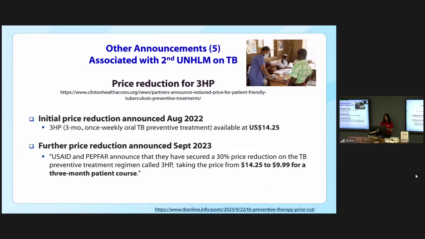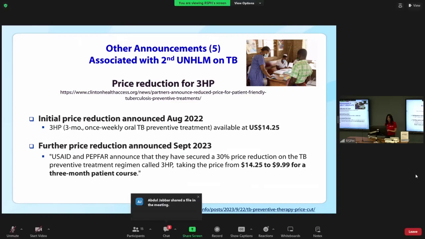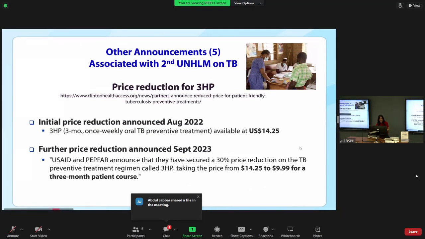3HP is a 3-month regimen for TB prevention. Prior to this, it's been really what's used mostly worldwide as a 6-month regimen, the isoniazid. So it's 3 months, cuts it in half, and it's only 5 days a week that you have to take that treatment. And so there was a price reduction a year before the high-level meeting, bringing the cost down to $14 for that 3-month regimen. And then in September, there was a further reduction to just about $10 for that regimen.